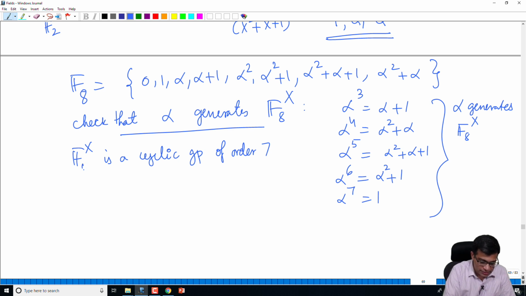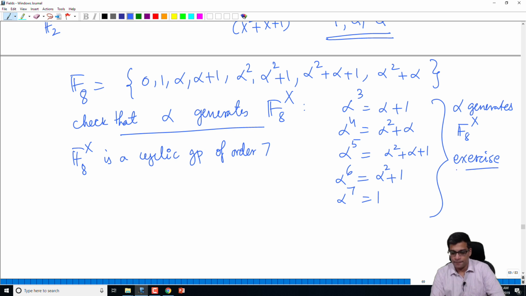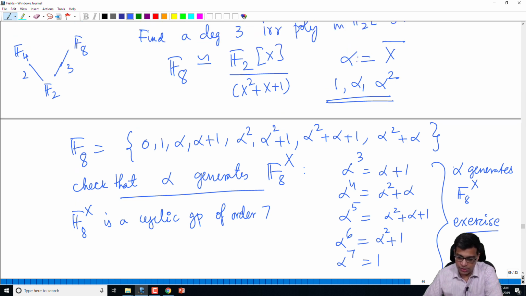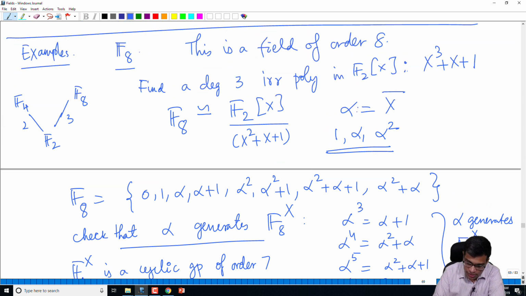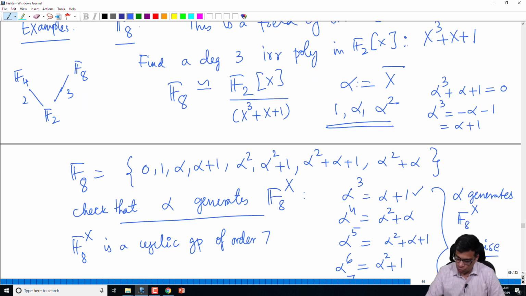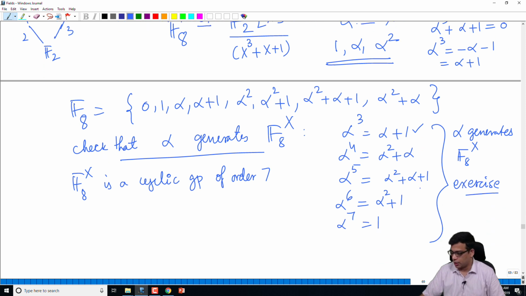So this verification I will leave to you as an exercise. This is easy, right? We know that alpha, something is wrong here. It's not x squared, but I put x cubed. So we know that alpha cubed plus alpha plus 1 is 0. That means alpha cubed is minus alpha minus 1. That means it's actually equal to alpha plus 1, because minus alpha is alpha, minus 1 is 1. So using that reduction, you can write down all other things. So it is a cyclic group of order 7.